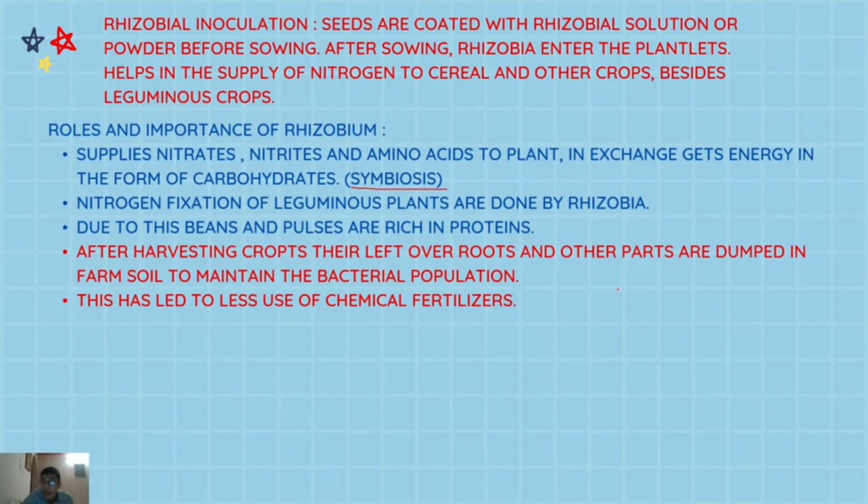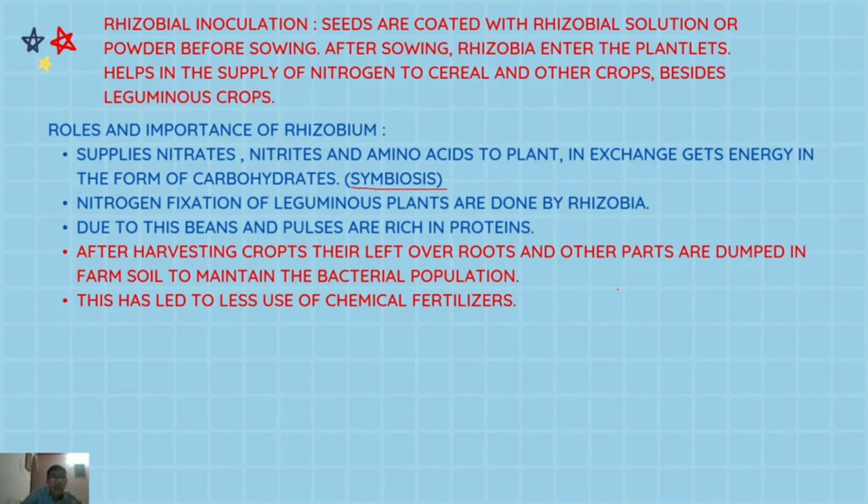We use chemical fertilizers to improve the yield of the crop. Instead, we can use all these biological methods to maintain the bacterial population and to increase the quality of the food product. And definitely these biological methods are eco-friendly in nature, so that will ensure good environmental conditions. So these are the roles and importance of rhizobium bacteria.